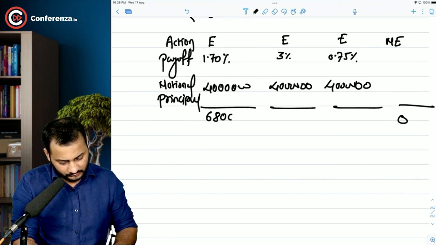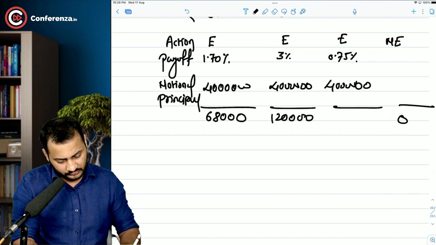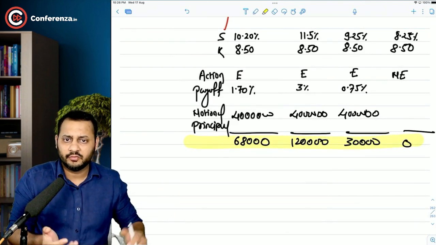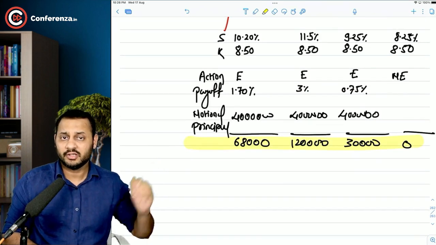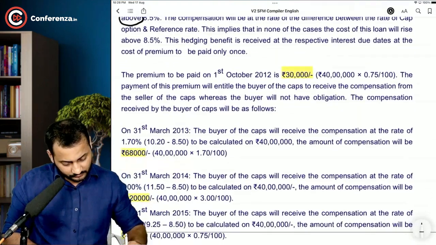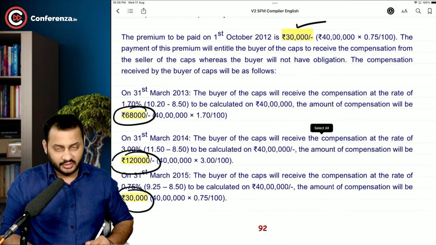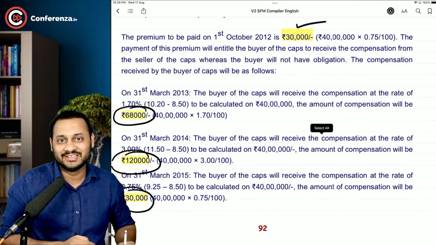68,000, 1,20,000 and 30,000. Let's check the answer. Do you get that? Over. The story is over. By just paying 30,000 rupees, you are receiving this much amount on the respective dates. You paid this much, 68, 120, 30 is received by you. That's why I highlighted so that I can complete the question easily.